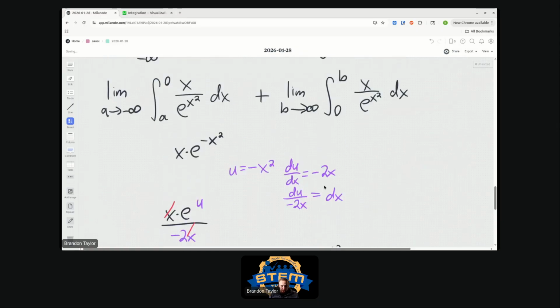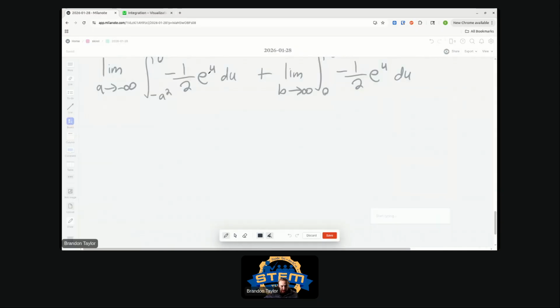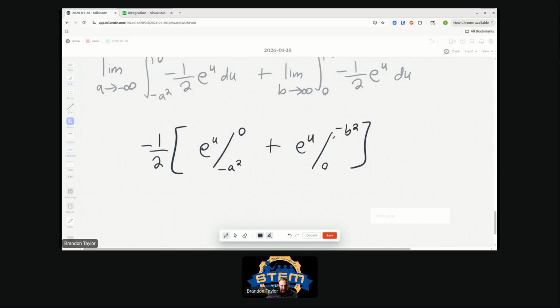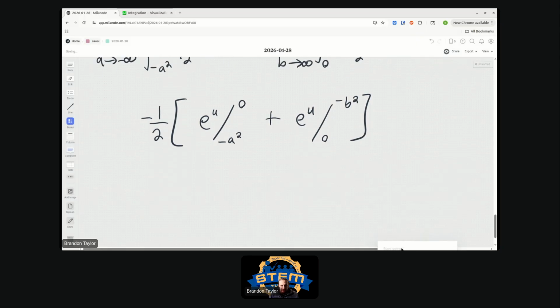So there, we've just done the u substitution. We haven't integrated yet. So now we can integrate. But again, what's the integral of e to the u? E to the u. So if I pull a negative 1/2 out of both of these expressions, I get e to the u from negative a squared to 0, plus e to the u from 0 to negative b squared, right? And then you kind of have to solve them independently.